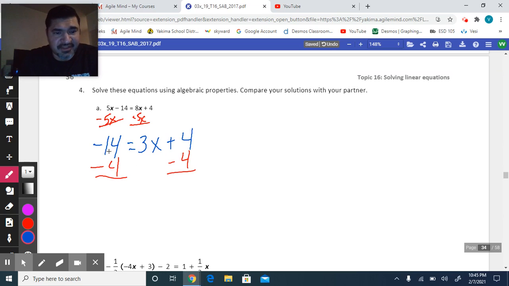Okay, so on this side, we have negative 14 and a negative 4. These signs are the same, so I'm going to add and keep the sign. So 14 and 4 is 18. Keep the sign, which is negative, equals 3x. 4 minus 4 is 0 or nothing. So I'm going to leave it as nothing.